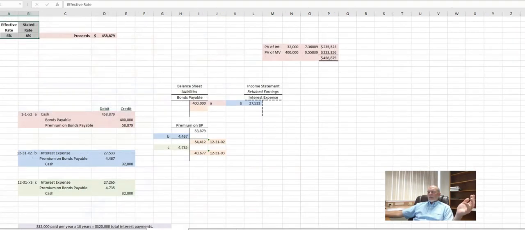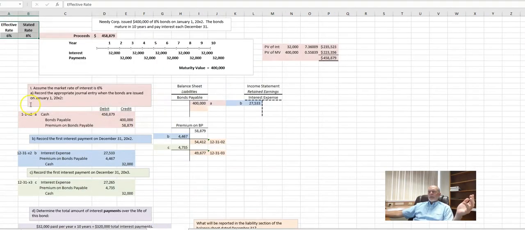Let's look at the third example. This time, the effective rate is 6%. So the rate has come down, and now this thing is going to sell at a premium. Remember, when the rates come down, bond prices go up.